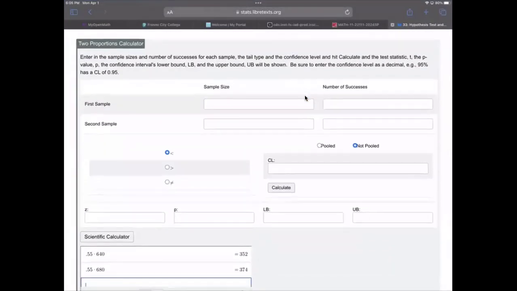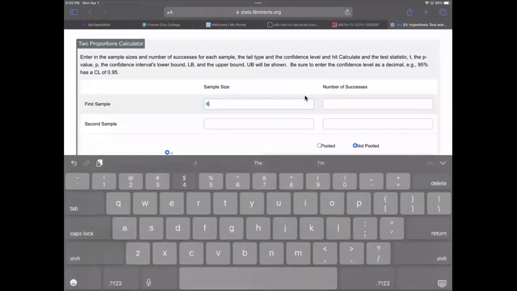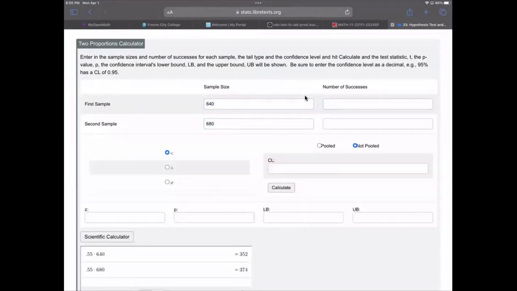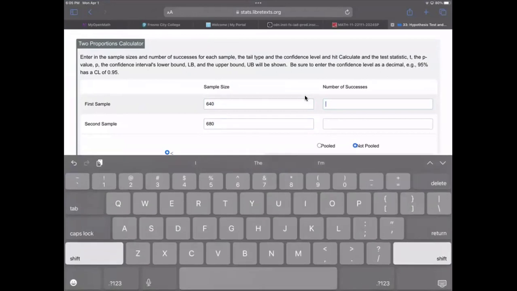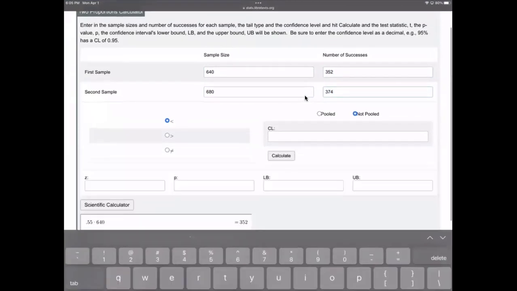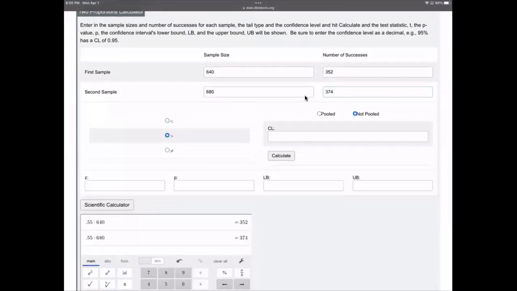So let's go back and do it. I'm up here. So this is out of 640. This is out of 680. And what were the numbers here? Oh, it's the 352, 374. There we go. And now we've got to choose. See the radio buttons over here? We're going to choose not equal. So choose not equal down there. There we go, not equal, and choose pooled, and then calculate.